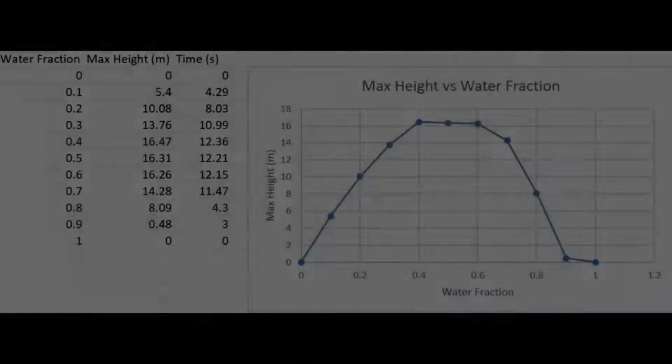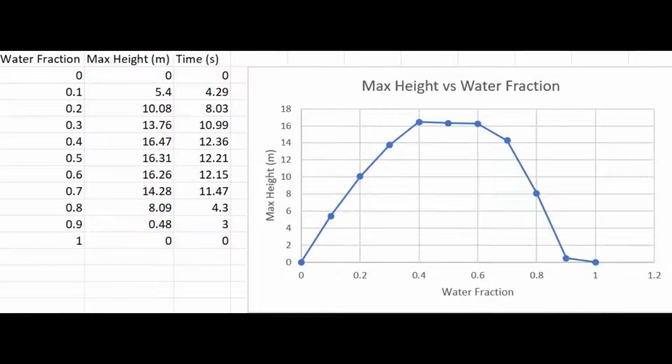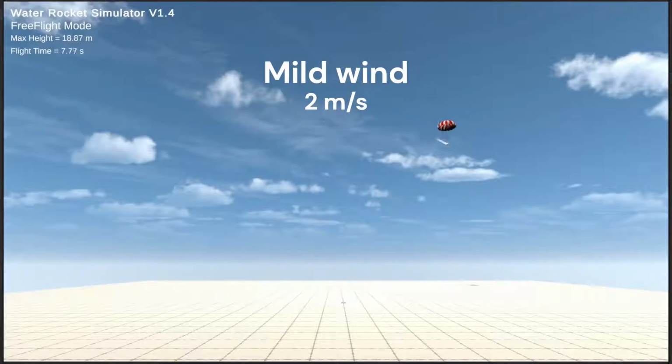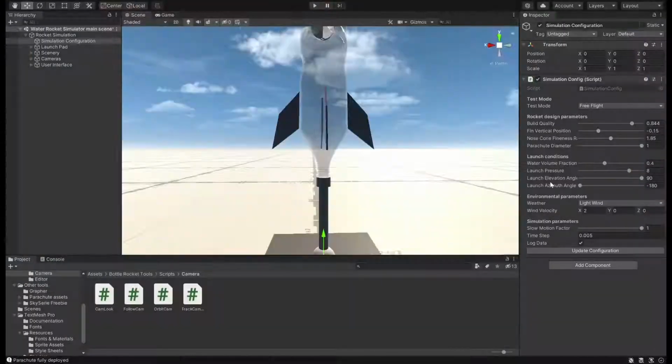The water fraction also affects the rocket. The optimal water fraction in the rocket is around 0.4. Having too little water will reduce the amount of thrust of the rocket, whereas having too much water will reduce the force of the thrust. The weather conditions will affect the rocket's launch and its terminal velocity. In calm conditions, there would be minimal interference, but in windy and rainy conditions, the rocket may fly out of control. One of the most important things we have learned is the use of Unity simulations.